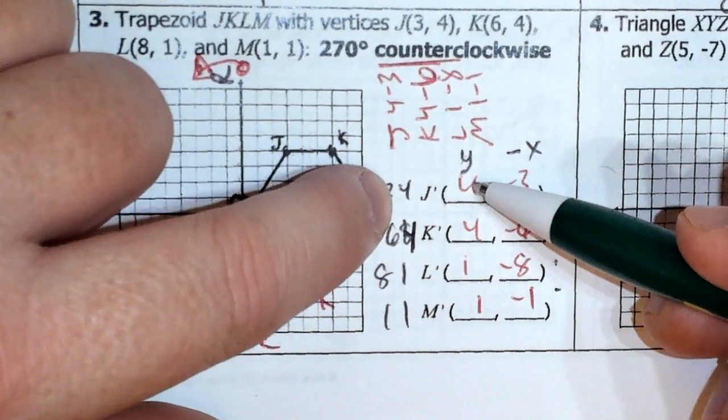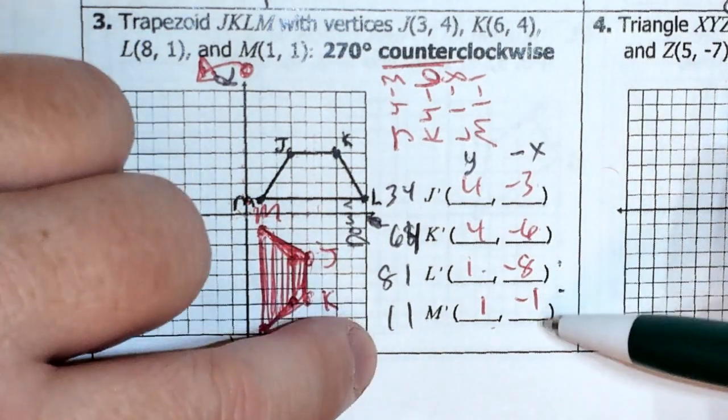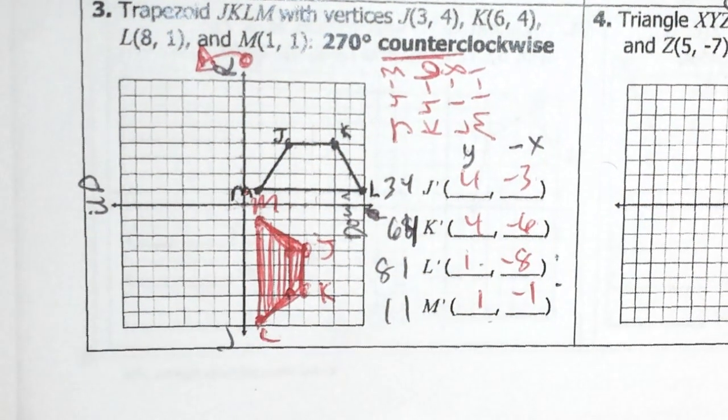Let's make sure all these are right. So y, so that's 4, 4, 1, 1, and this is supposed to be, flip the signs, negative 3, negative 6, negative 8, negative 1. Everything checks out. I feel really good about this now. And let's do one more.